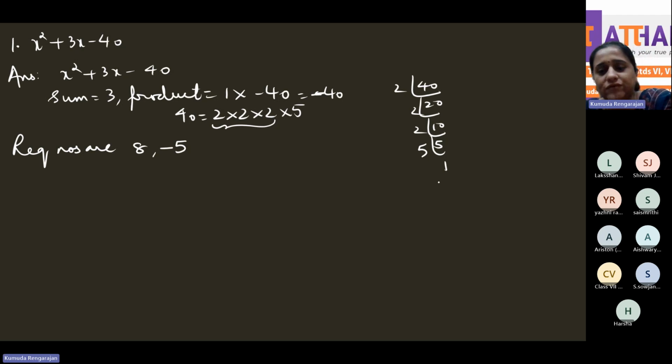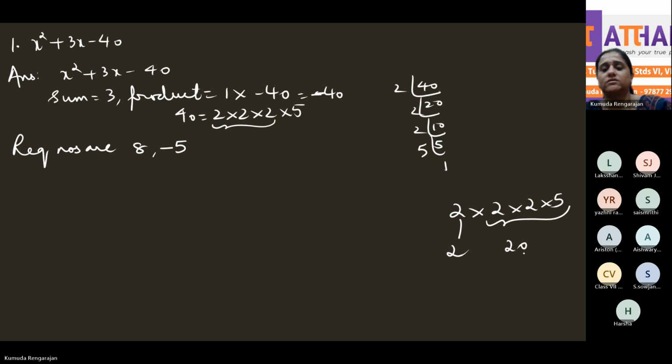Now, see, you can form different numbers with 2, 2, 2, and 5. You can form so many other numbers. You can write 2 separately, and then multiply the rest. 5 2s are 10, 10 2s are 20. You can make these two numbers 2 and 20. 2 and 20 will give you the product 40. But with 2 and 20, you can either get 20 plus 2, 22, or 20 minus 2, 18. You can only get 18 or 22. You cannot get the sum 3.